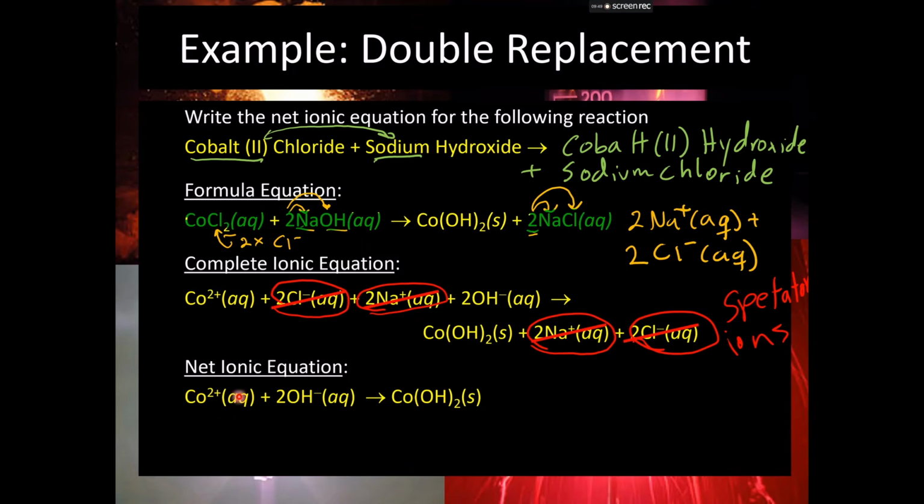This gives us a much better idea of what's actually happening in the reaction. The chloride and the sodium ions are just there for carrying in the cobalt and the hydroxide. The cobalt and the hydroxide are the two things that are actually reacting with each other to give us Co(OH)2 solid, whereas the chlorine and the sodium simply float around and are exactly the same on the product side.